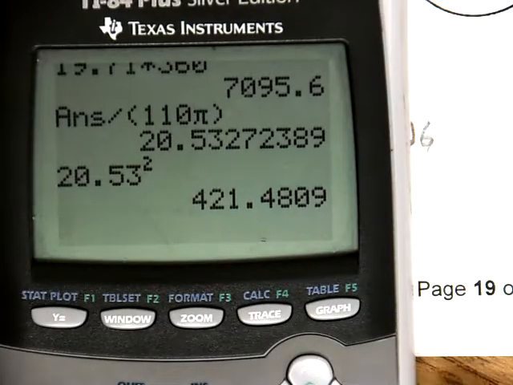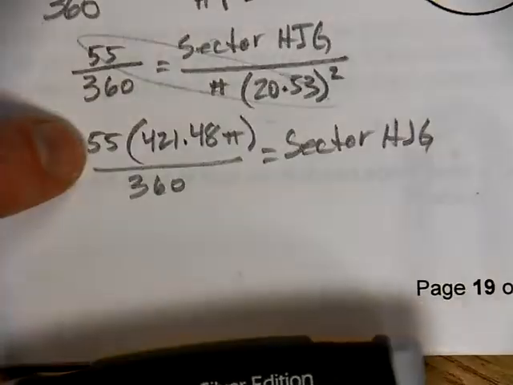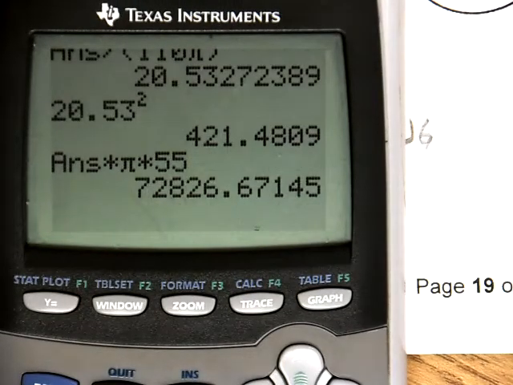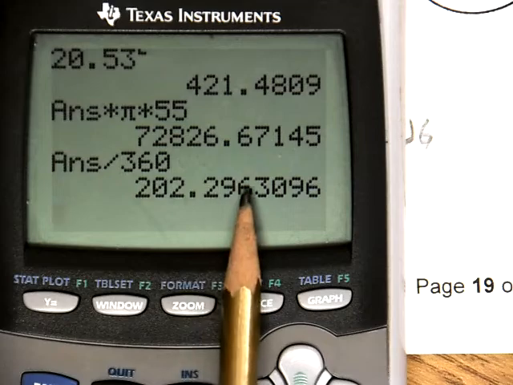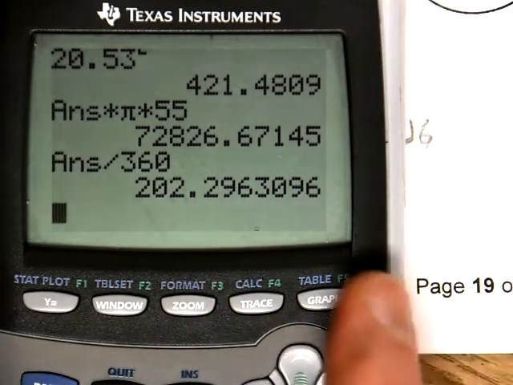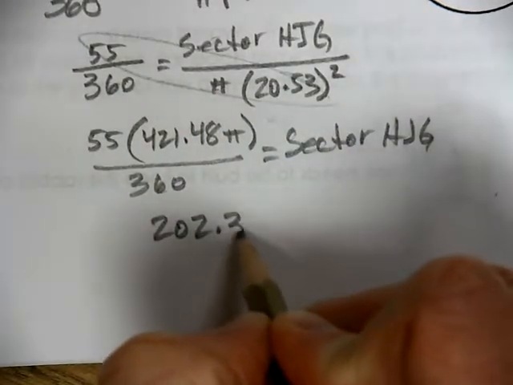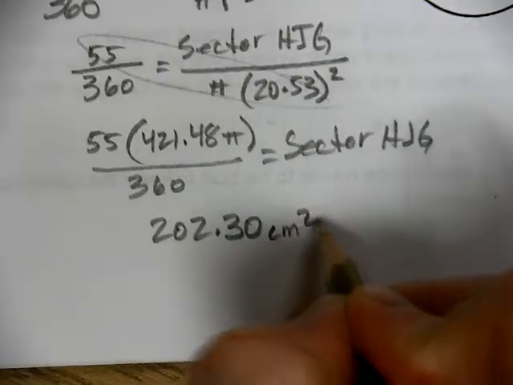So we have our number, our radius squared, times pi times 55, and we divide that by 360. 202.296. So the 6 makes the 9 a 10, which makes the 2 a 3. So 202.30. This is area, so it's going to be centimeters squared.